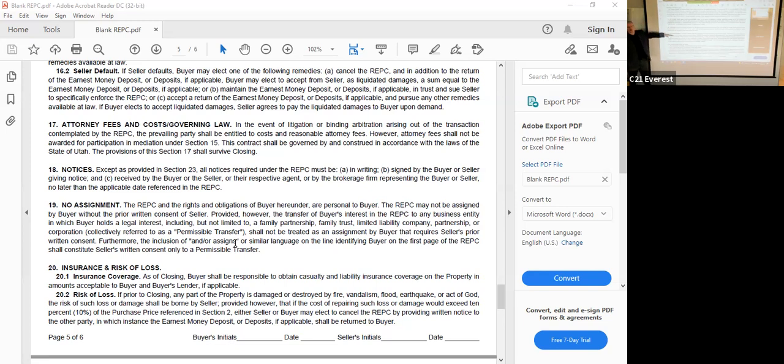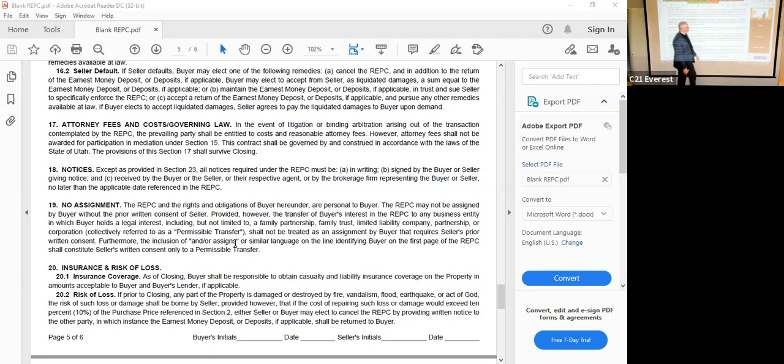We've had several contracts throughout the years. So things have changed, but some things have remained the same. But the longer I've been doing this, the better I've gotten because I've read it more and I now understand the importance of stuff. Well, all these things still apply. Notices, section 18, except as provided in section 23, which is talking about acceptance. We'll get to that in a second. All notices required under the REPC must be A, in writing, which a text message and an email is. But this is the part that's different.